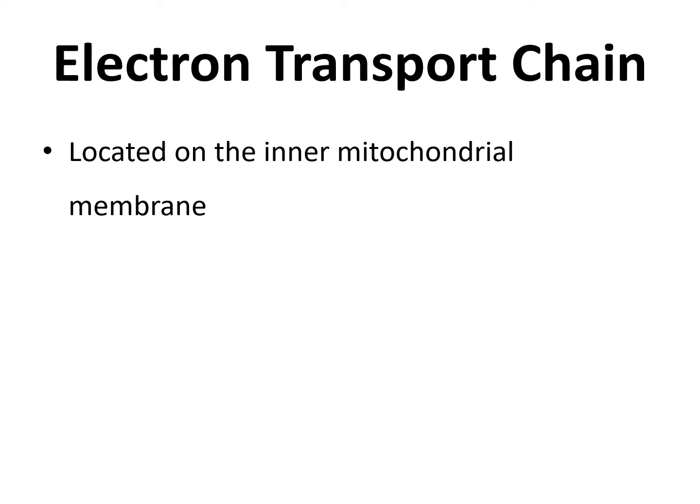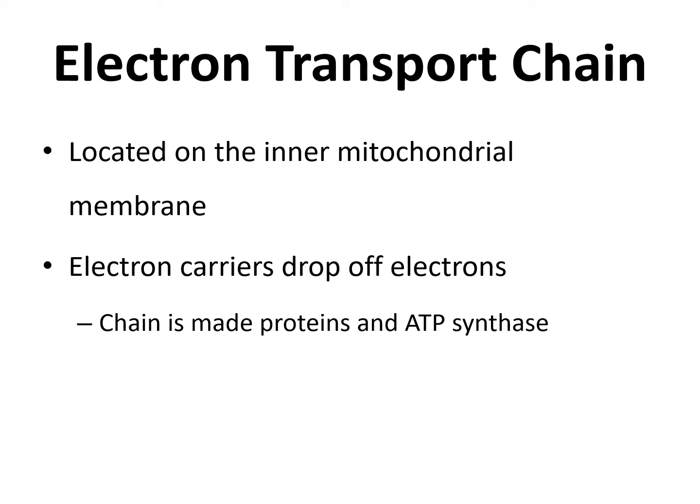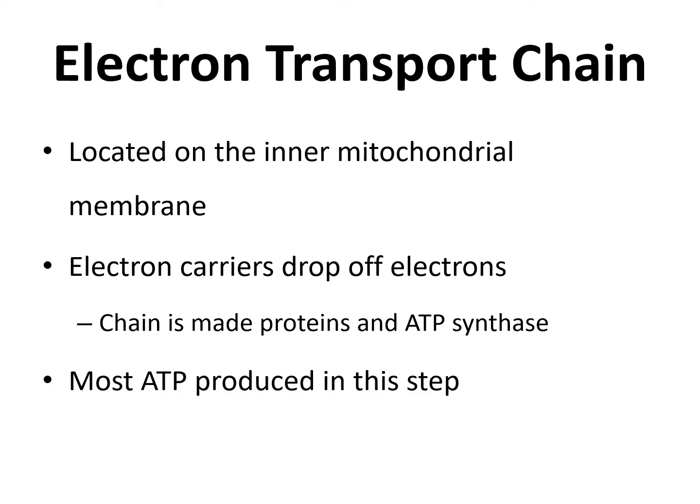The last part of cellular respiration is the electron transport chain. And the electron transport chain is actually a physical structure that is located on the inner mitochondrial membrane. And this is where all those electron carriers that were generated during glycolysis, the bridge reaction, and the citric acid cycle are bringing their electrons to the electron transport chain. And this chain is made up of proteins, and the last protein is the ATP synthase, which will produce ATP. And this is the stage where most of the ATP is produced in cellular respiration.